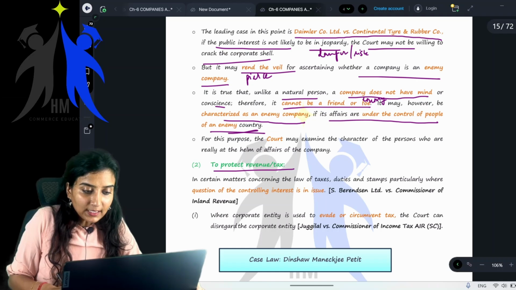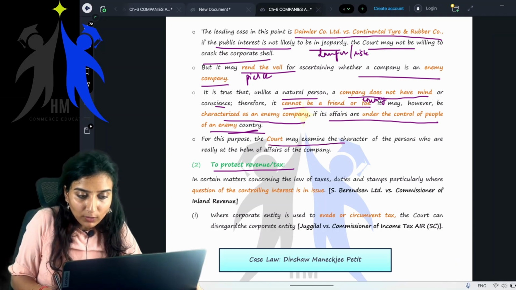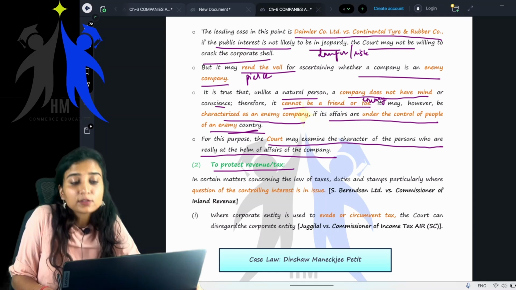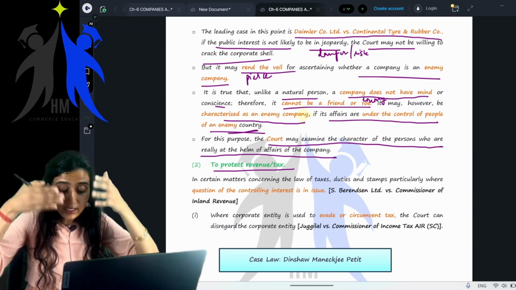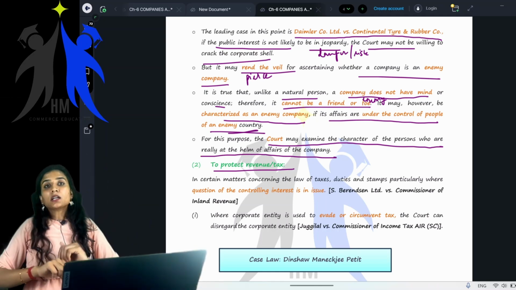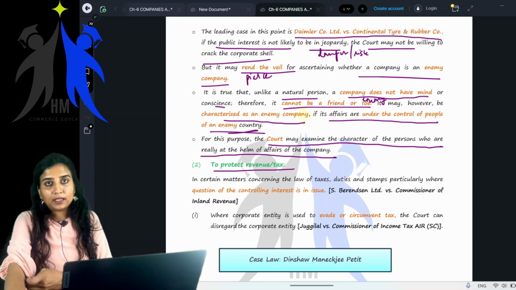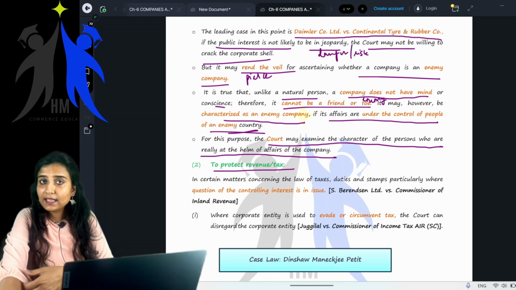For this purpose, the court may examine the character of the persons who are really at the helm of affairs of the company, meaning who are actually taking care of the affairs of the company, who are actually having control over the affairs of the company. Yes or no? Getting my point?